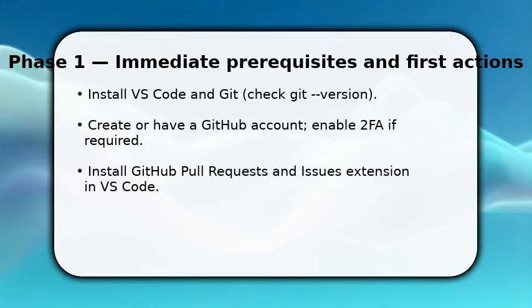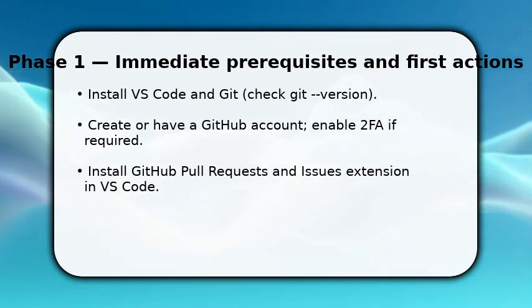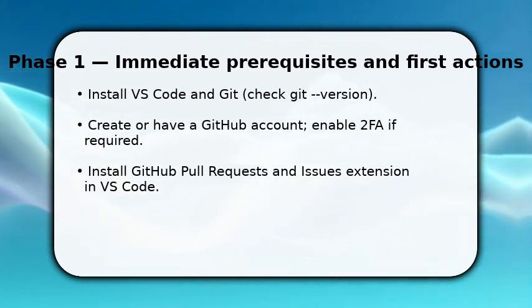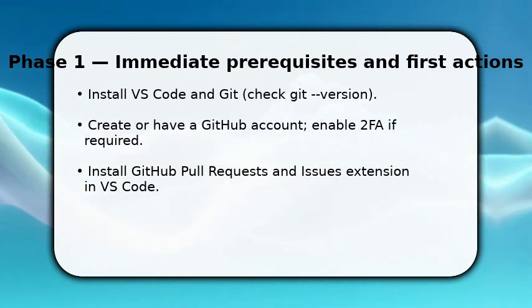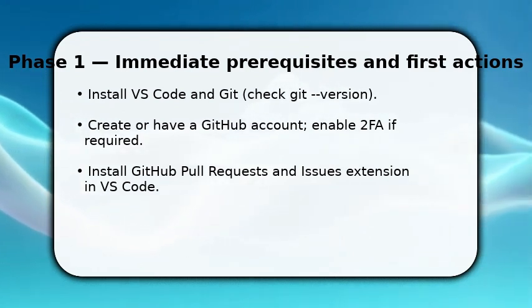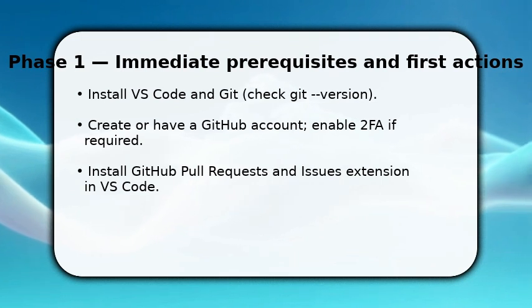You start by confirming prerequisites: VS Code, Git, and a GitHub account with credentials. Enable two-factor if needed. Once installed, open VS Code and install the official GitHub extension. This links Git features into the editor.